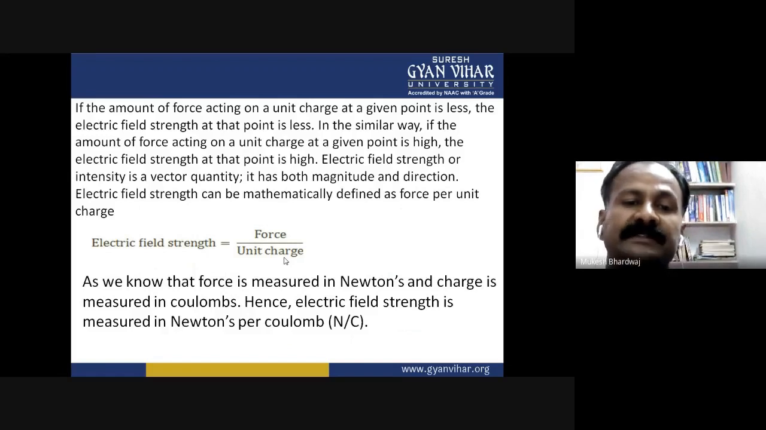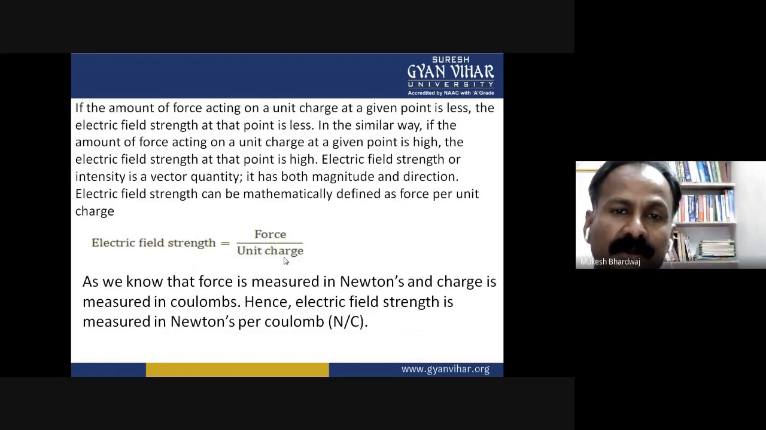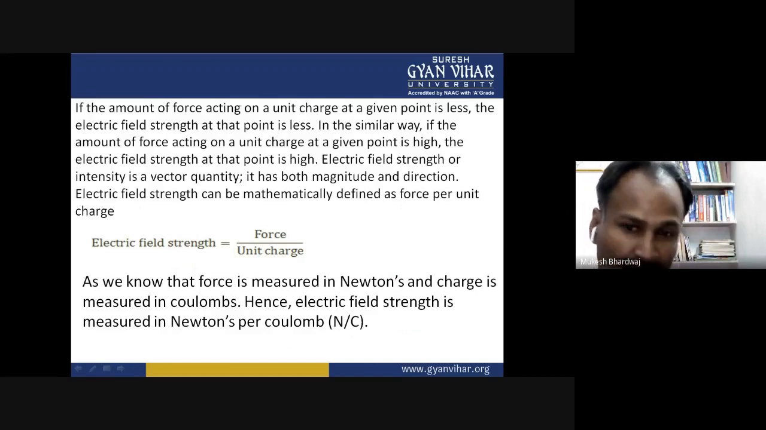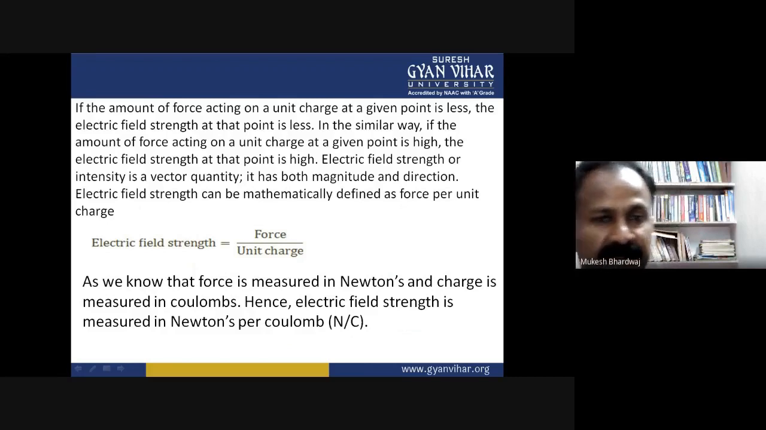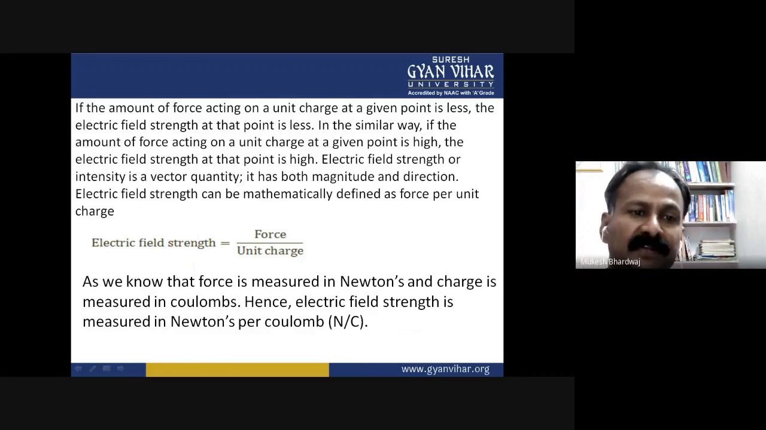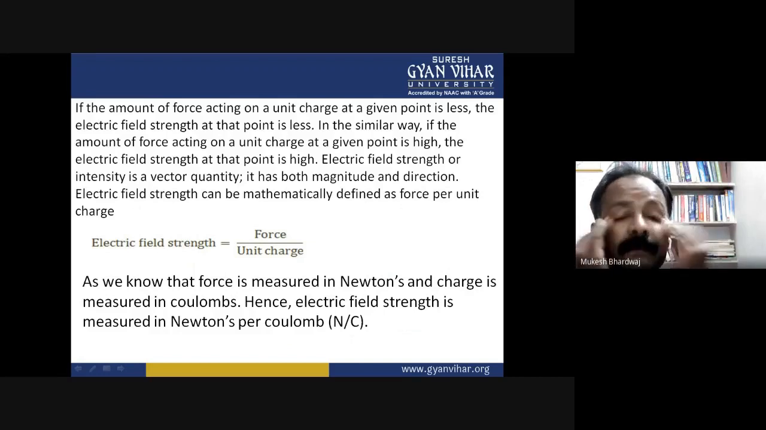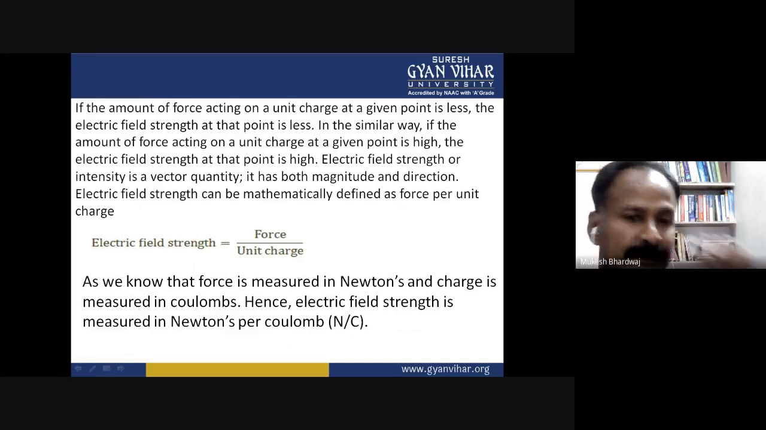So, we can say that if the amount of force acting on a unit charge at a given point is less, then electric field strength at that point is less. In a similar way, if the amount of force acting on a unit charge at a given point is high, the electric field strength at that point is high. Electric field strength or intensity is a vector quantity. It has both magnitude and direction. Electric field strength can be mathematically defined as force per unit charge. As we know that force is measured in newtons and charge is measured in coulombs, hence electric field strength is measured in newtons per coulomb.